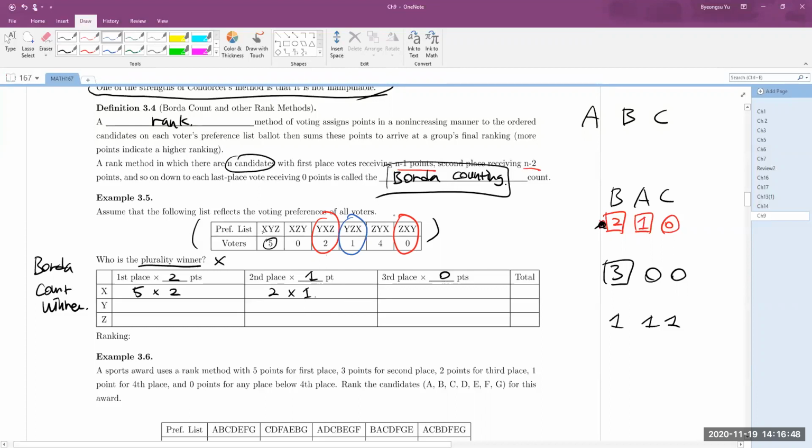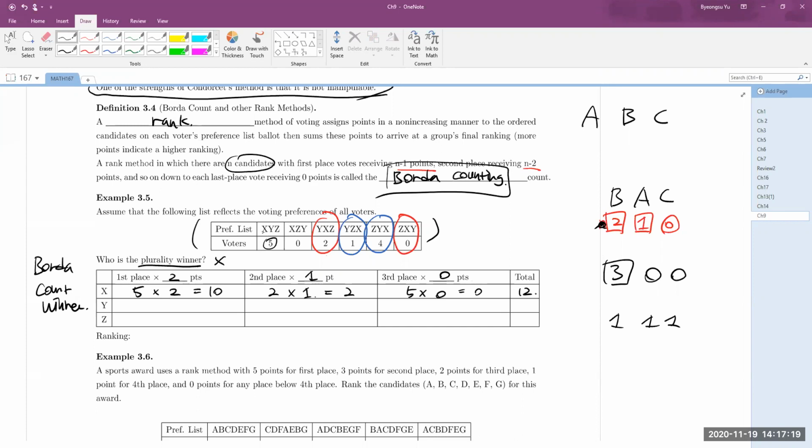And again, there are 5 voters who think that X is the worst choice. In that case, you need to multiply 5 times 0. So for the first place you got 10 points, for the second place you got 2 points, and for the last place you got 0 points. So X has a total of 12 points, right? Does it make sense? Any questions?